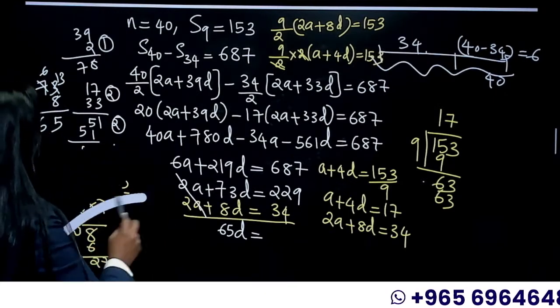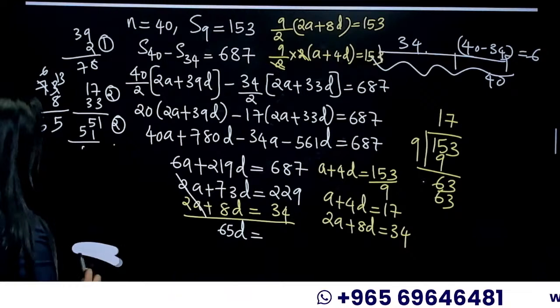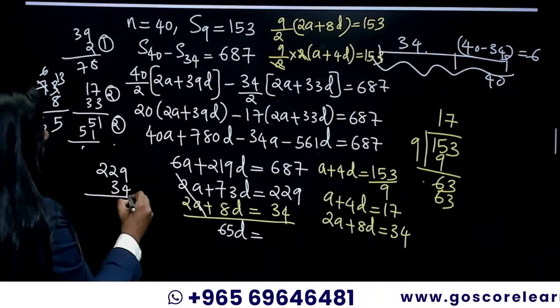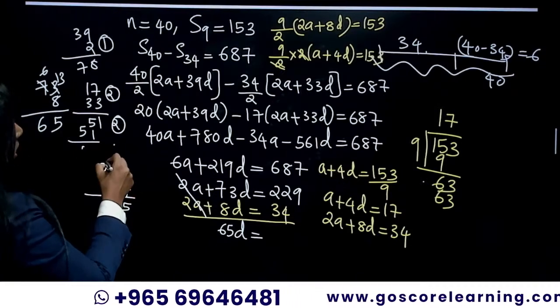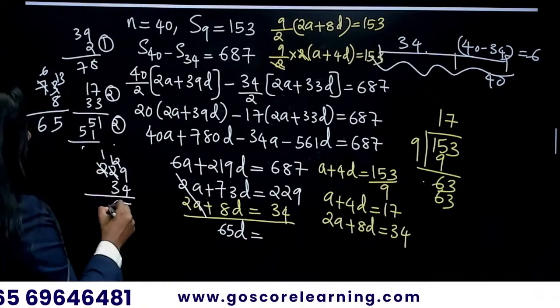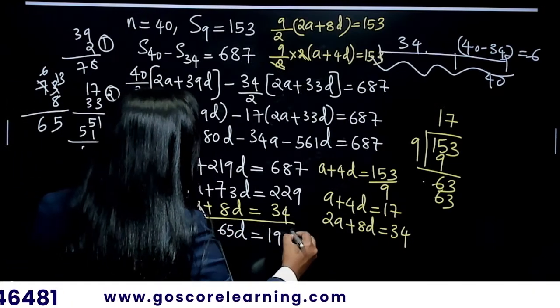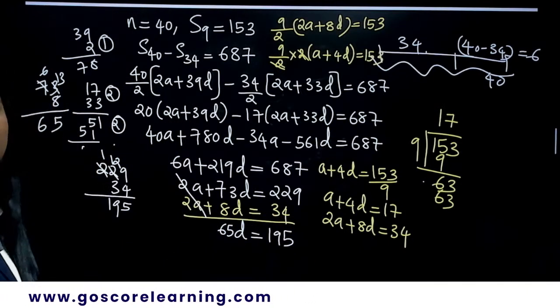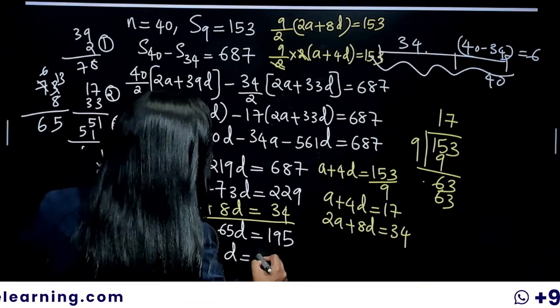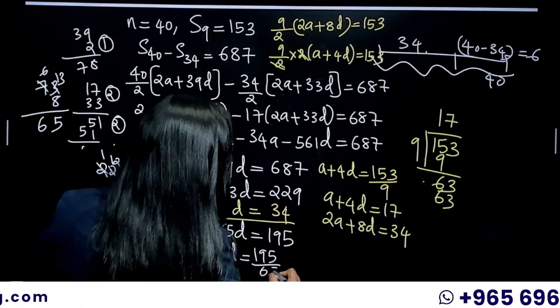I told you, right, this is a 5-mark question, but this is a bit lengthy and kind of confusing in the first step. If you got that correct, then other than that, it will be fine. Okay, 12 minus 3 is 9, and here it is going to be 1. So 195 by 65 will be the value of D. Okay, so D is equal to 195 by 65. Okay, let us move to the next slide.